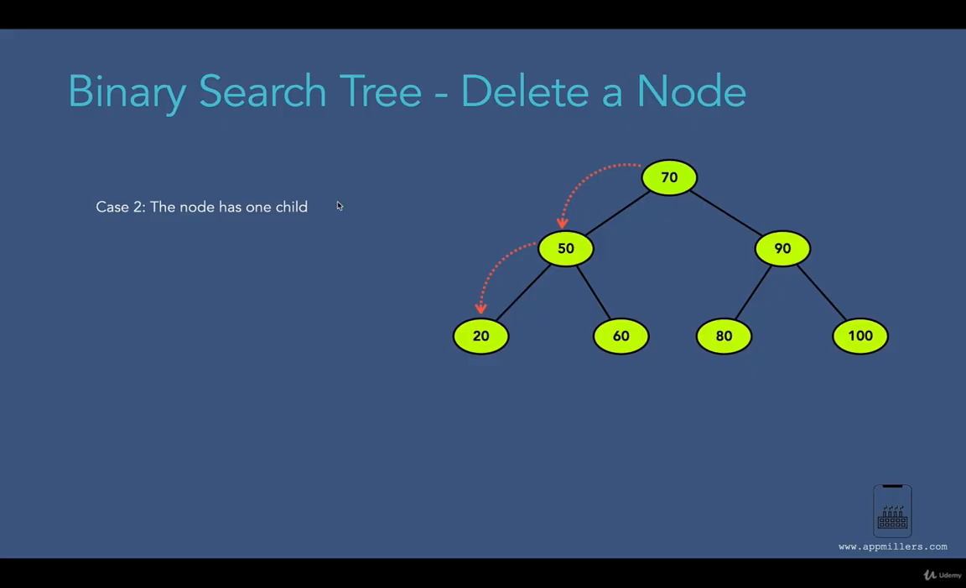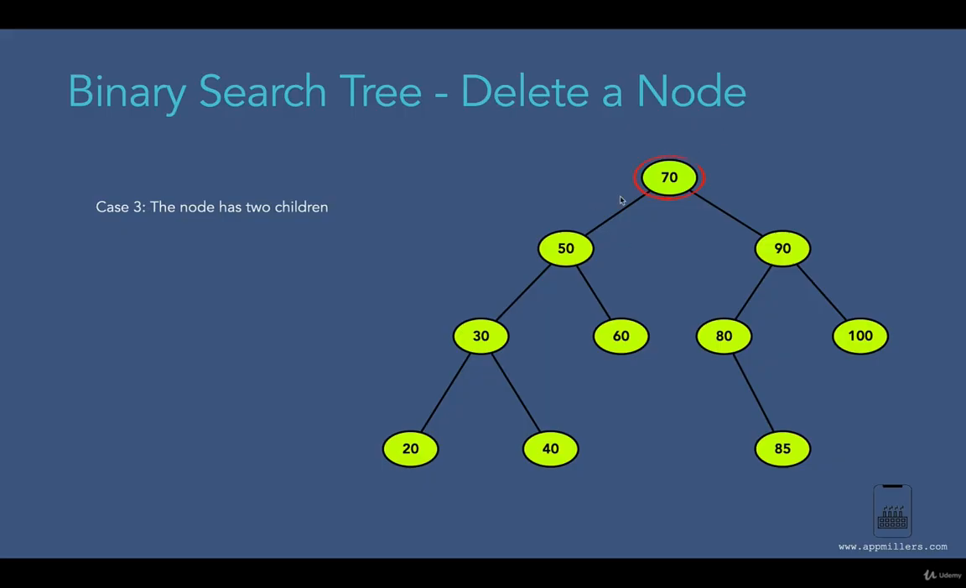Now let's continue to the third case, in which the node that we want to delete has two children. So let's say we have a binary tree like this and we want to delete the root node from this binary tree. In this case we see that the root node has two children, and these children also have children. So let's see how we can delete the root node from this binary search tree.